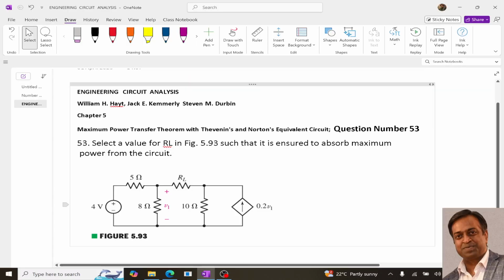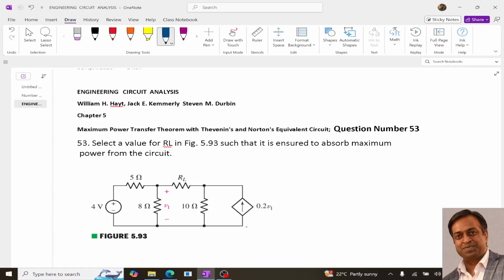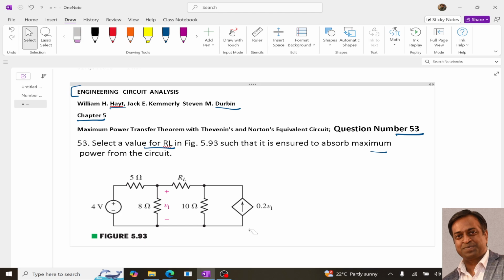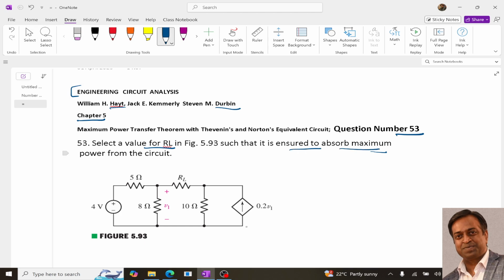Hello guys, in this video I am going to solve question number 53 from chapter 5, which is on the maximum power transfer theorem, from the book Engineering Circuit Analysis by Hayt and Kemmerly. Here the question is that we need to select the value of RL. RL is over here, right? So we need to select this value of RL such that it is ensured to absorb maximum power from the circuit.